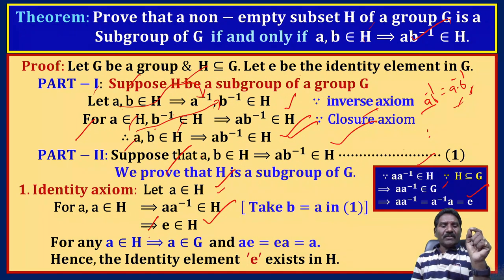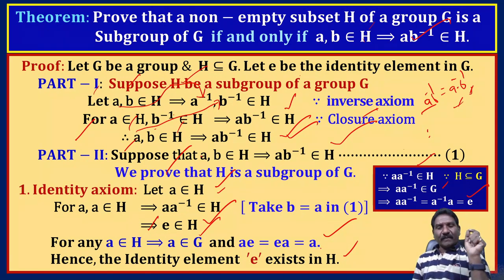For any A belongs to H, all the elements in H are the elements in G, since H is a subset of G. So A belongs to G, where G is a group and AE is equal to EA is equal to A, where E is the identity element. Hence, the identity element E exists in H and AE is equal to EA is equal to A.